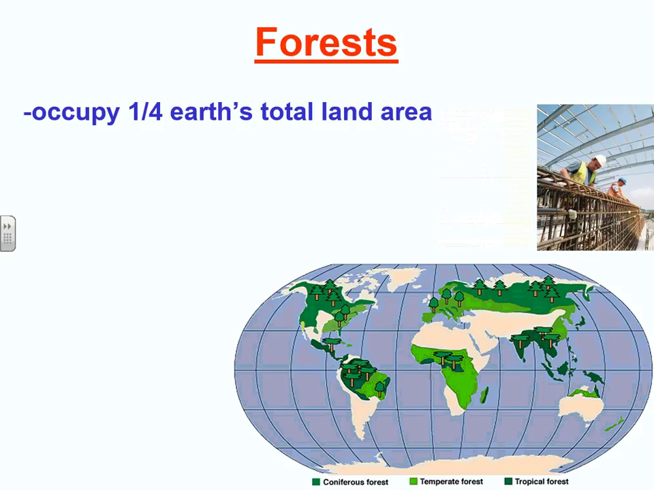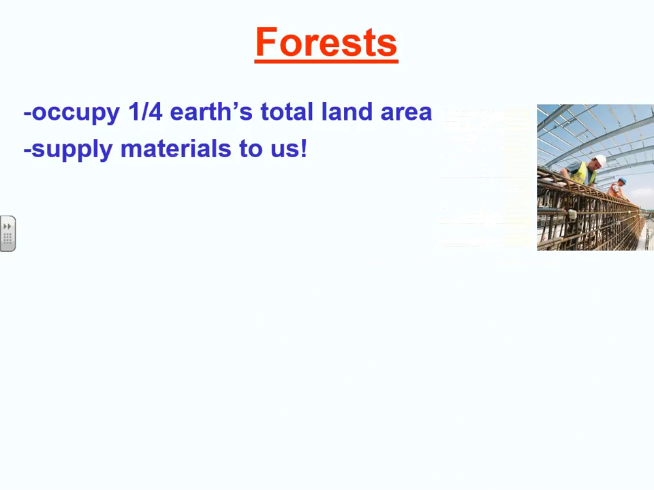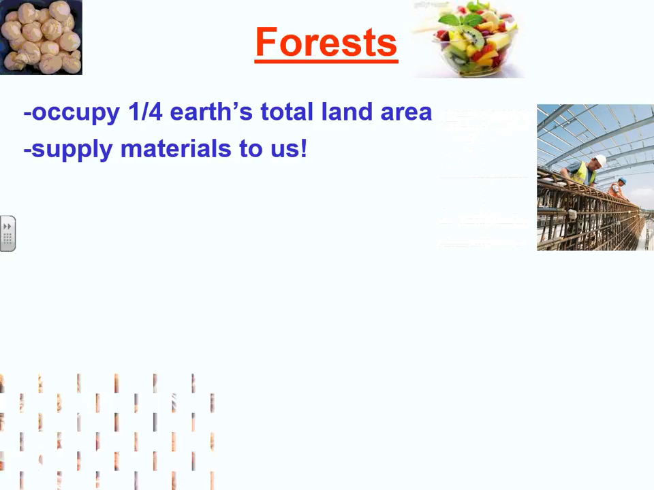So we have forests throughout the world, and as it says, they occupy a quarter of Earth's surface. Of all of our forests, where do we get most of our lumber from? It covers 11% of Earth's surface, this forest. Boreal forest, good job. So it supplies materials to us, like food, such as nuts, fruits, as well as medicine.